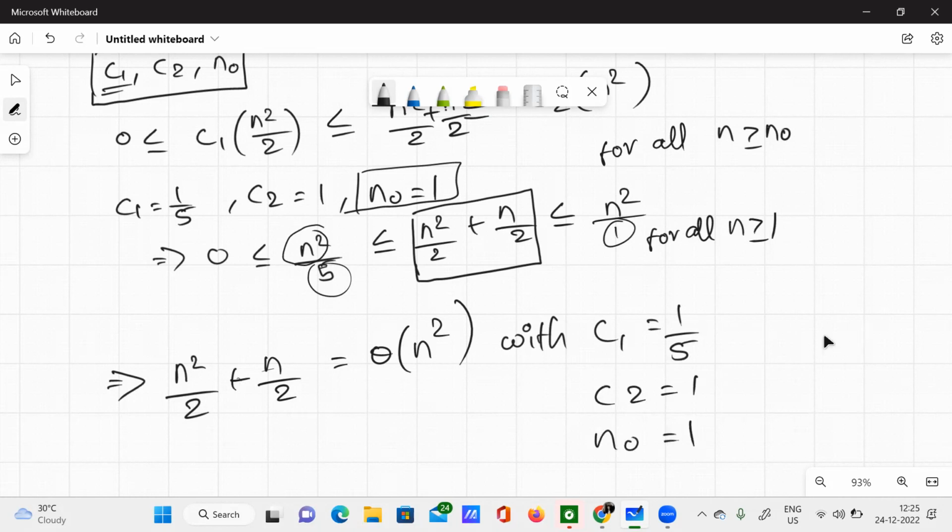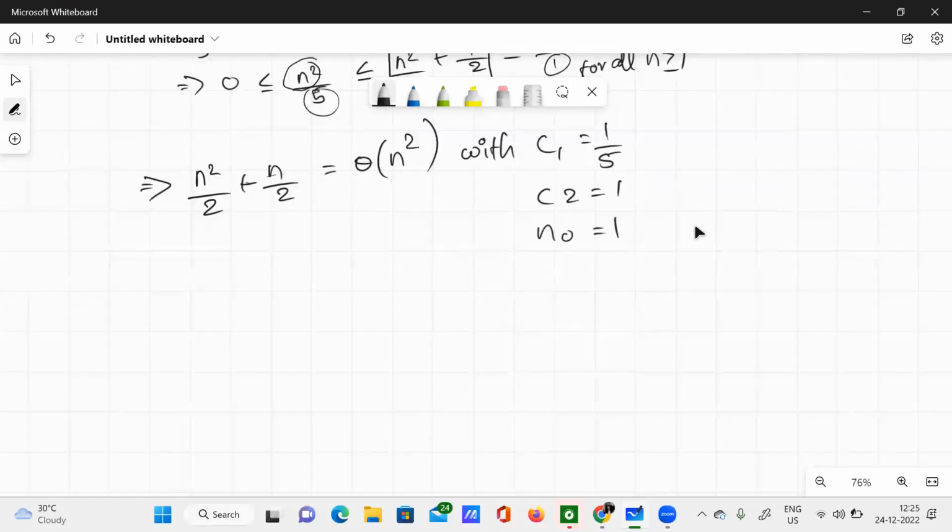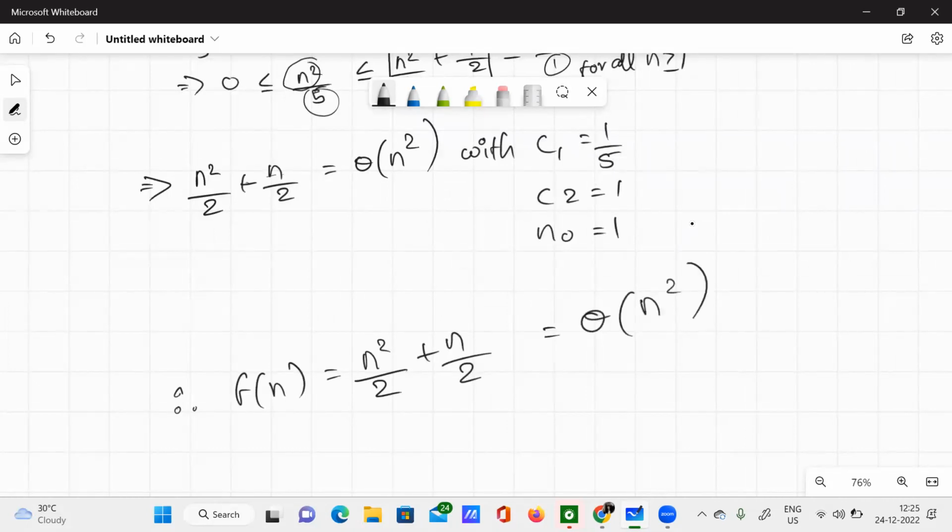So therefore, finally, what we can say is f of n is equal to n square by 2 plus n by 2 is equal to theta of n square. It shows that the given function has the complexity of theta of n square, right? As per our theta notation definition. So theta notation provides a tighter bound for the time complexity of an algorithm.